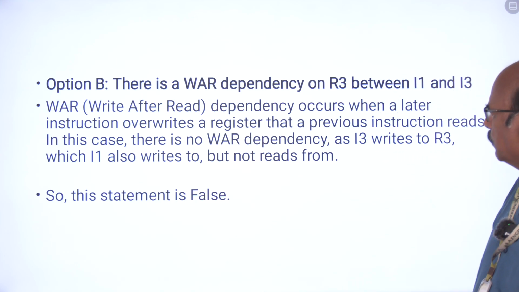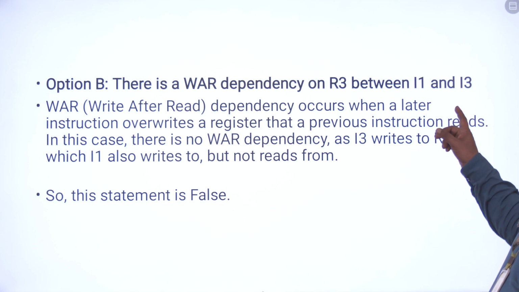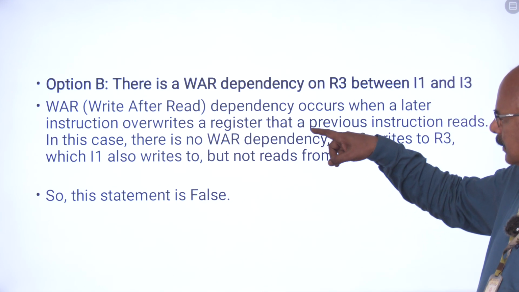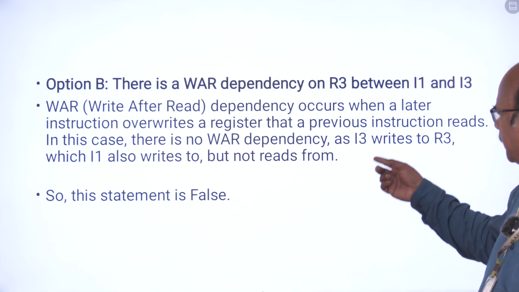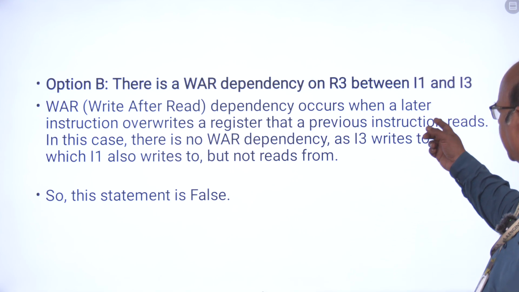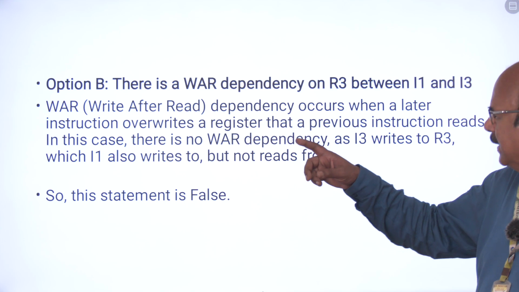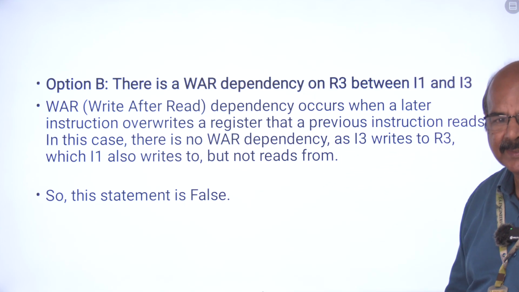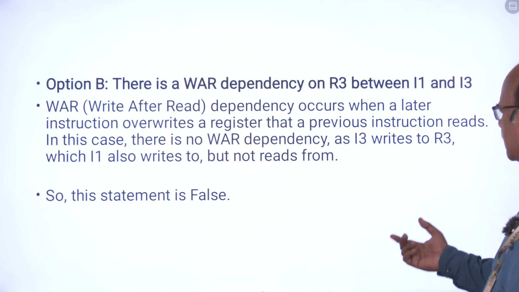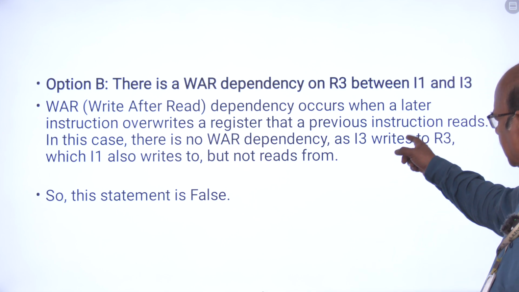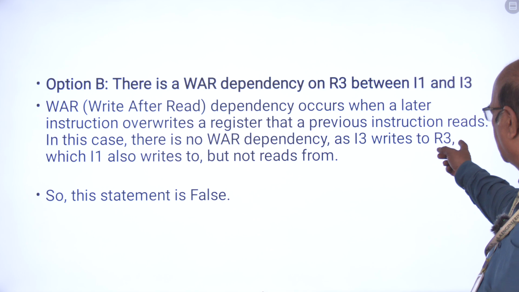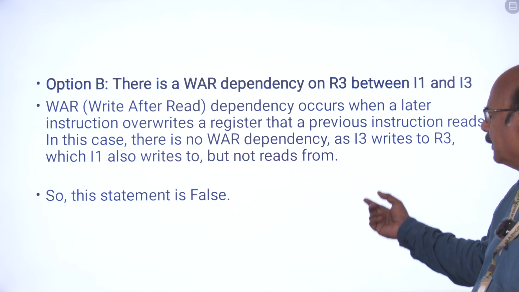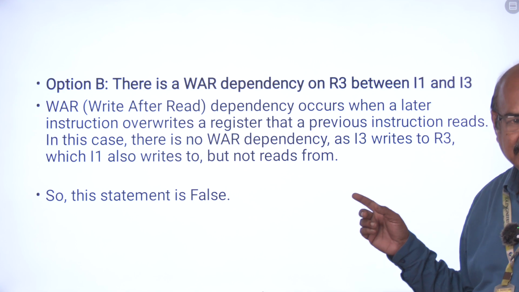Option B, there is a WAR dependency on R3 between instruction 1 and instruction 2. Write after read dependency occurs when a later instruction overwrites the register that a previous instruction reads. In this case there is no WAR dependency, as instruction 3 writes to R3 which instruction 1 also writes, but does not read from. So this statement is false.